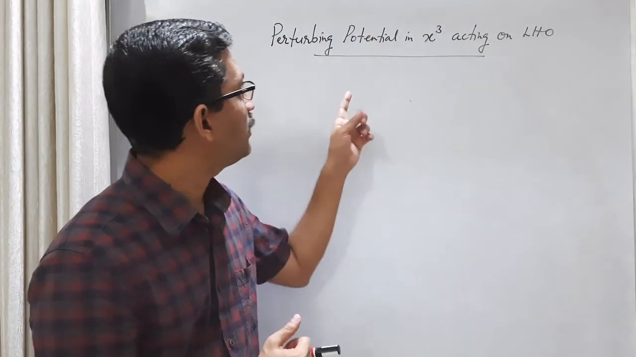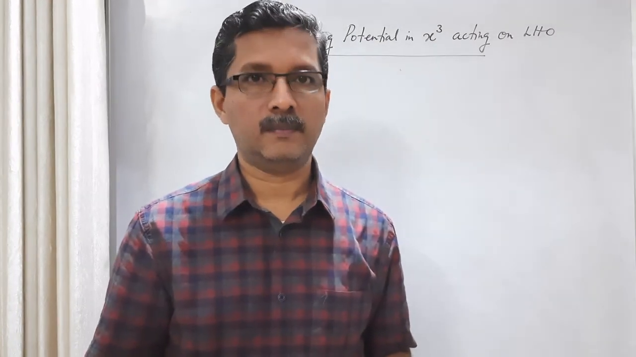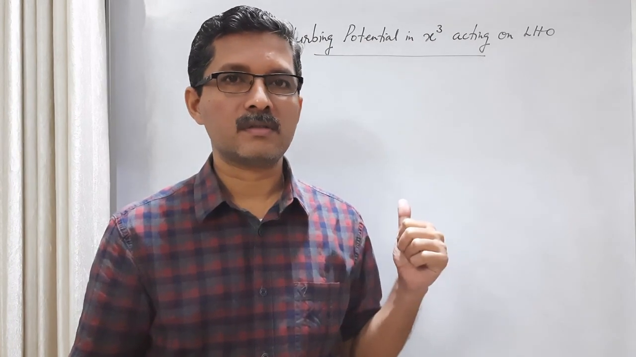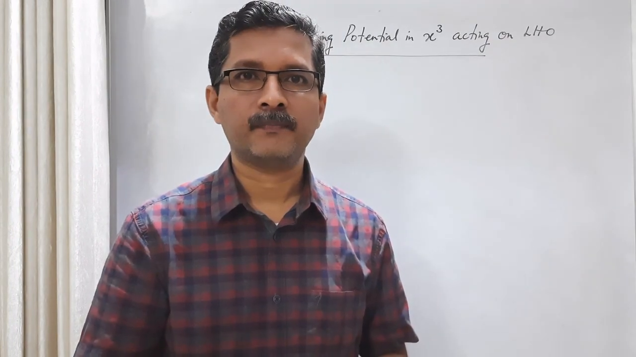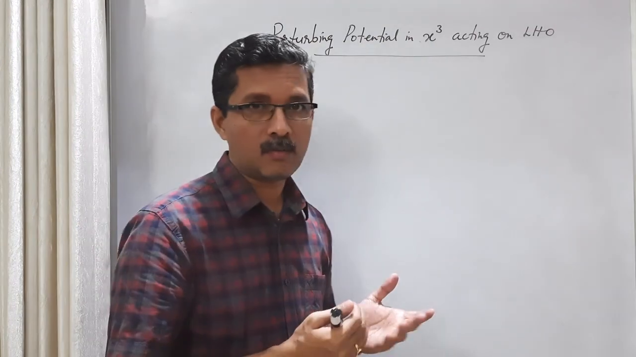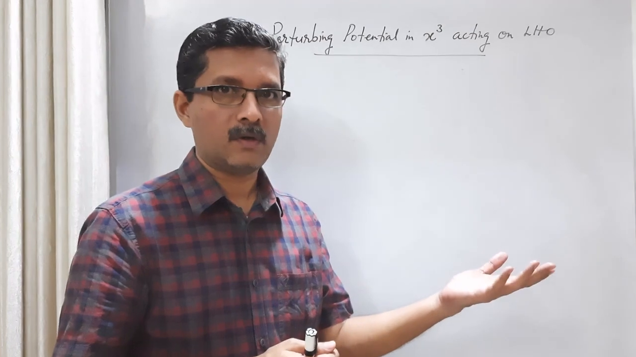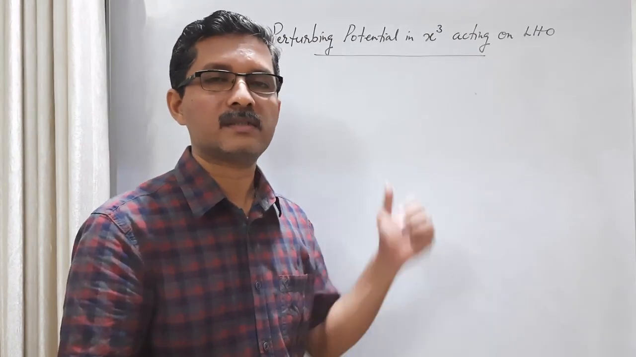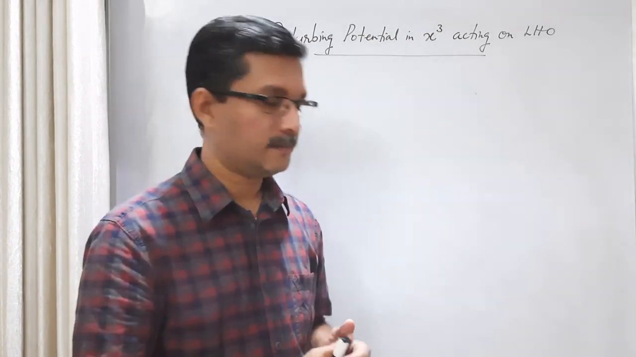Whereas x cube potential is the first unharmonicity term that you can add to a harmonic potential. So this causes an unharmonicity. The oscillator becomes an unharmonic oscillator. So this is the first unharmonicity term. The next term can be x raised to 4, but that we have already discussed. That will produce unharmonicity. Let us see what is the unharmonicity produced by x cube type potential.